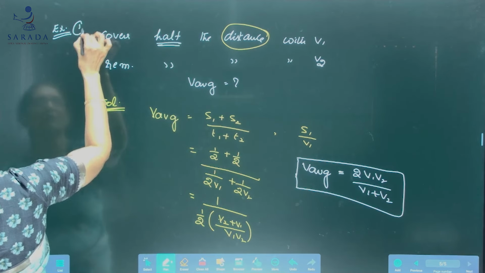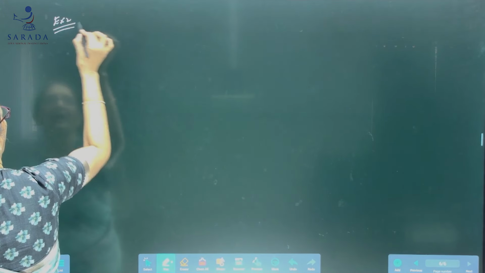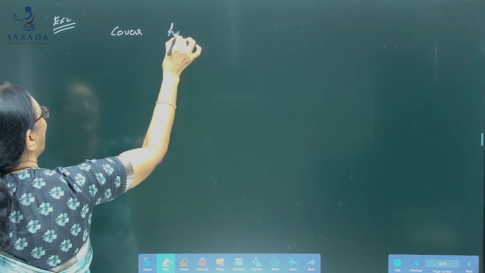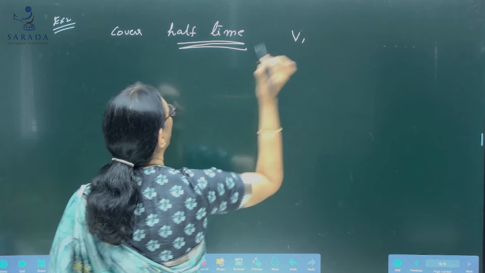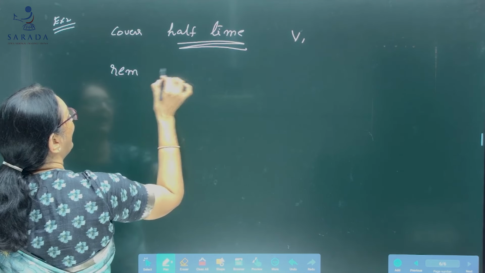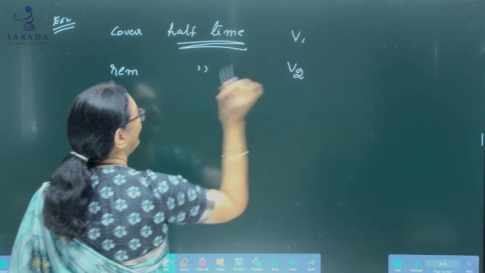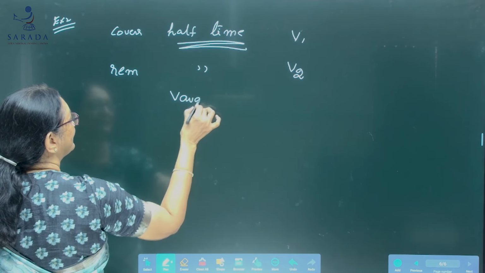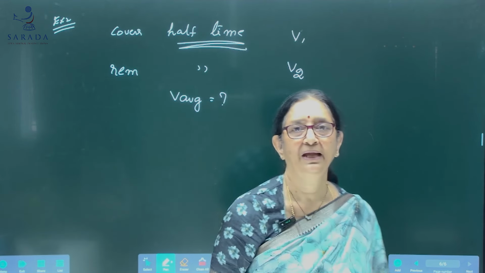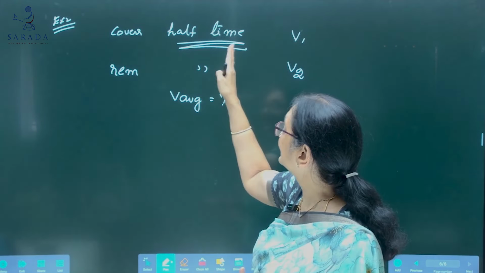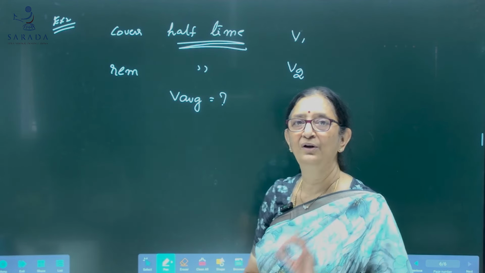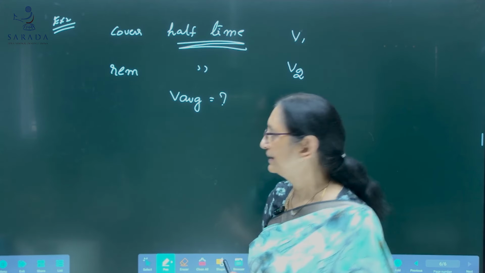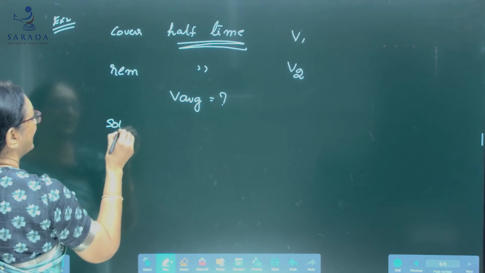This is example 1. Let me go to another example. Look here, example 2. A body covers half the time with a speed V1, remaining half the time travels with a speed V2. Find its average speed. Did you write the question properly? A body travels half the time with a speed V1, remaining half the time with a speed V2. Find its average speed. So here, look, I am coming to the solution.